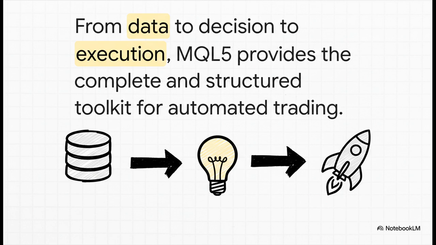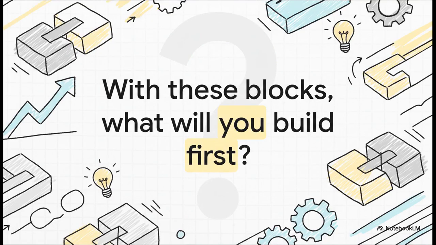MQL5 gives you a complete, structured toolkit for the entire process. These constants, enums, and structures, they're really the essential grammar of automated trading. By understanding these fundamental building blocks, you're not just learning to code, you're learning the language of the market itself. So the real question is, with all these new tools in your belt, what are you going to build first?